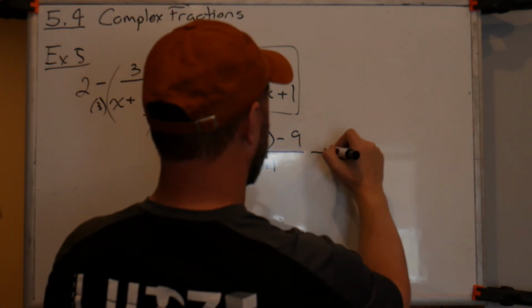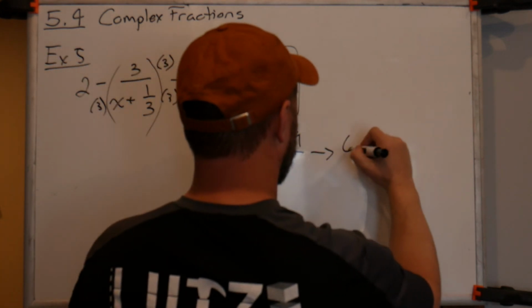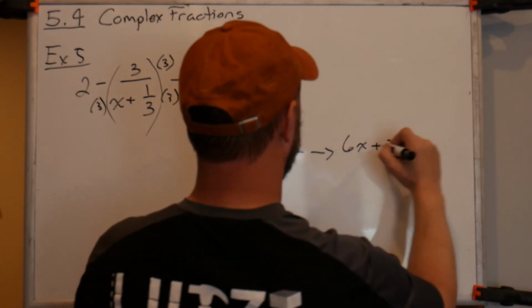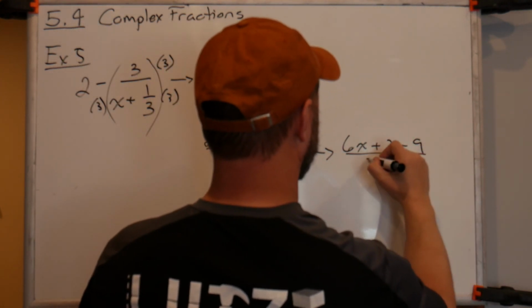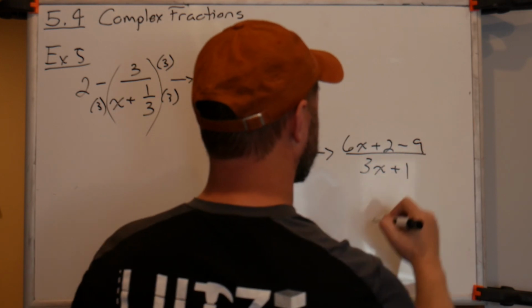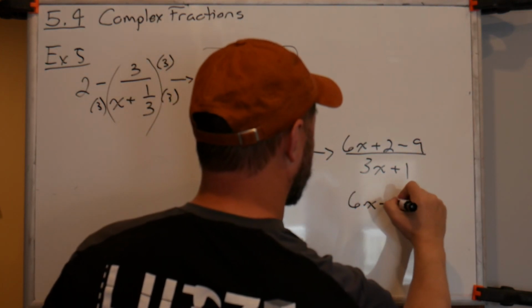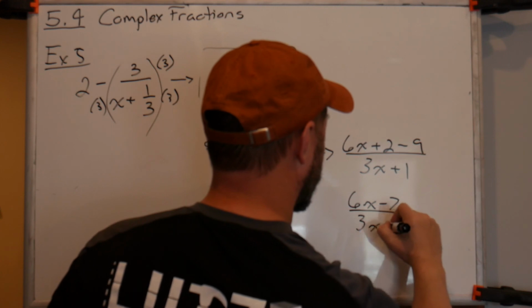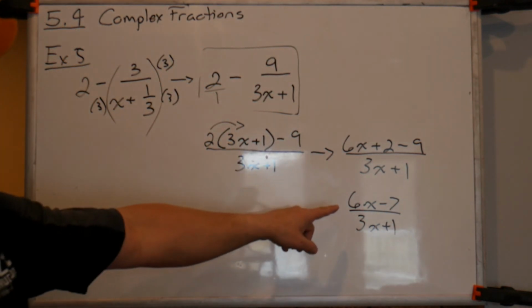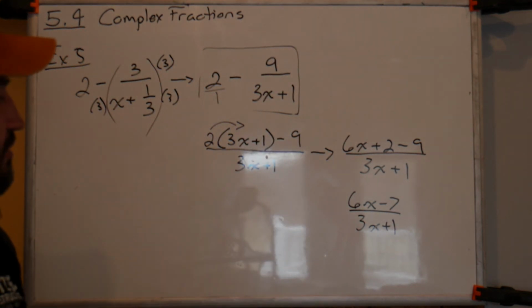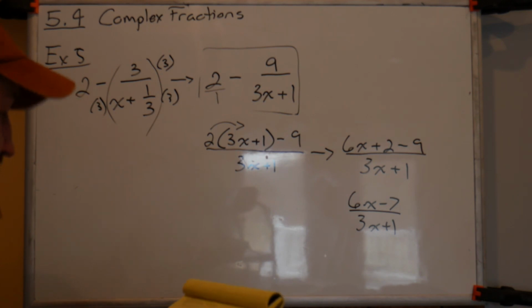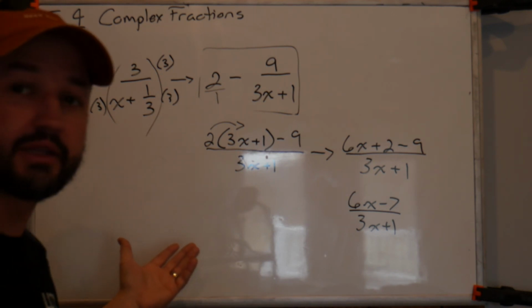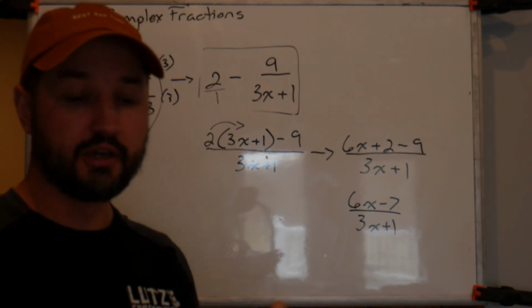So when I carry through the work and I distribute the 2, I get 6x plus 2 minus 9, which oddly enough is the same exact thing we did on another one, I believe. The book does that every now and then. So I end up with 6x minus 7 over 3x plus 1. And I think that's all I wanted to do for section 5.4. That's the thought process I want you to use for section 5.4.